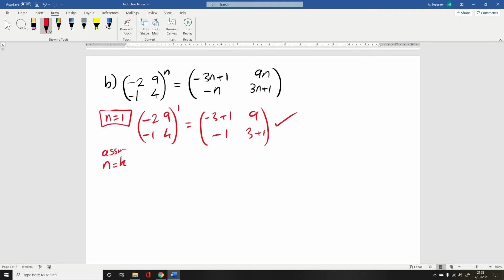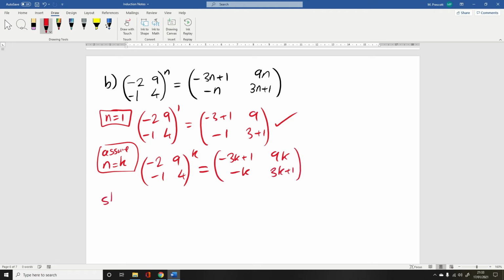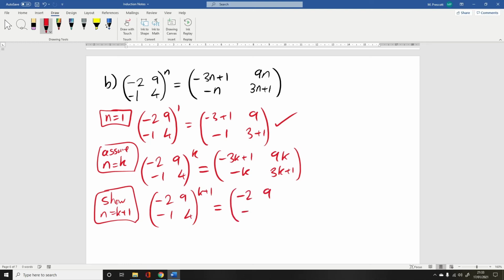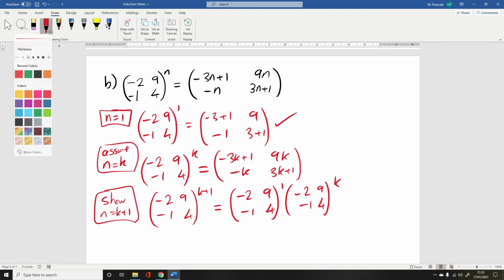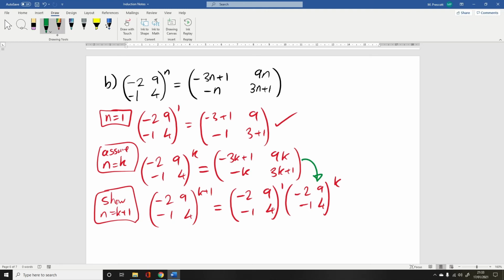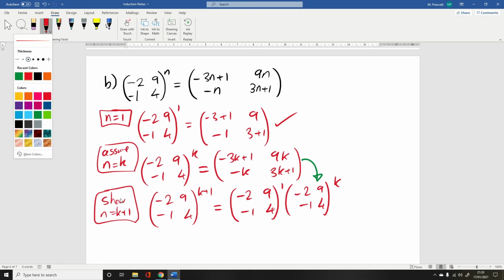Okay, we'll assume for n equals k that minus 2, 9, minus 1, 4 to the power of k is equal to minus 3k plus 1, minus k, 9k, 3k plus 1. And we'll show it's true for n equals k plus 1. So again, we're going to use the same general trick, that if we have this matrix to the power of k plus 1, we can split it into this matrix to the power of 1 times this matrix to the power of k. And then we can use the fact that we've assumed about this matrix to the power of k, to put it in a form that we want.